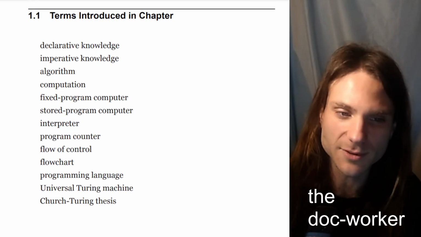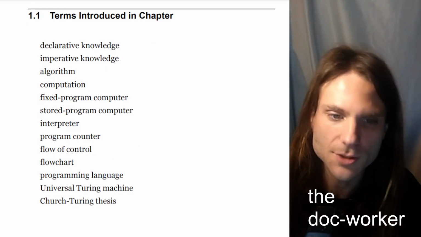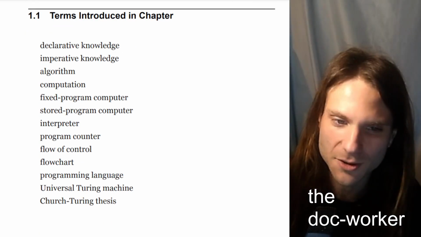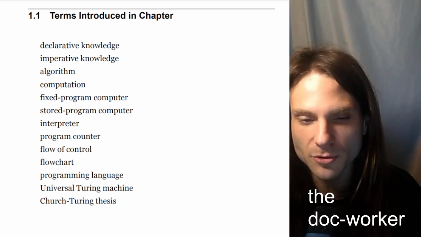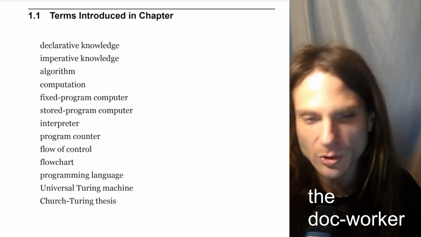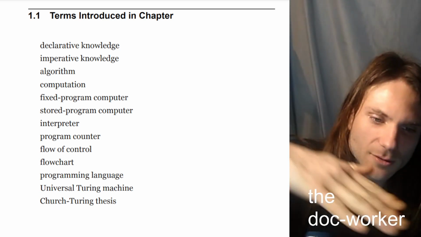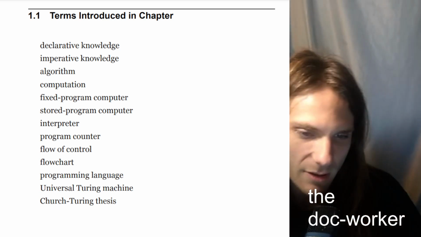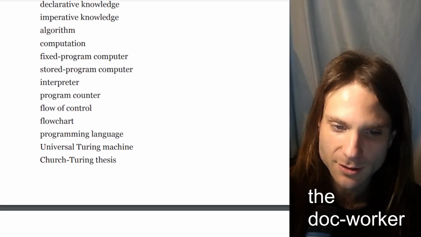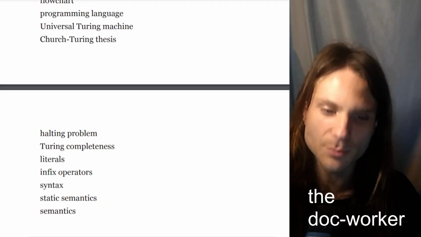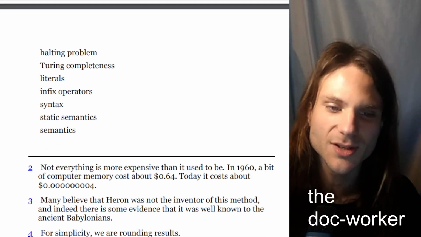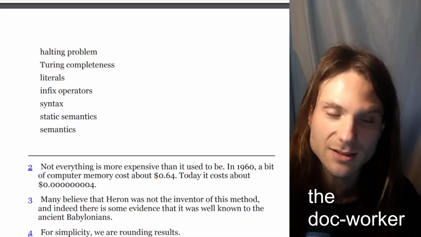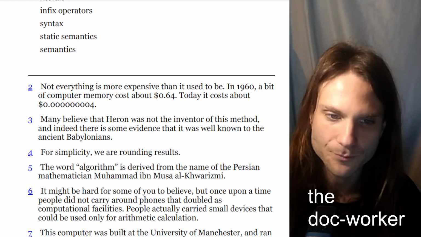Terms introduced in chapter, let's review. Declarative knowledge, imperative knowledge, algorithm, computation, fixed program computer, stored program computer, interpreter, program counter, flow of control, flow chart, programming language, universal Turing machine, Church-Turing thesis, halting problem, Turing completeness, literals, infix operators, syntax, static semantics, semantics.